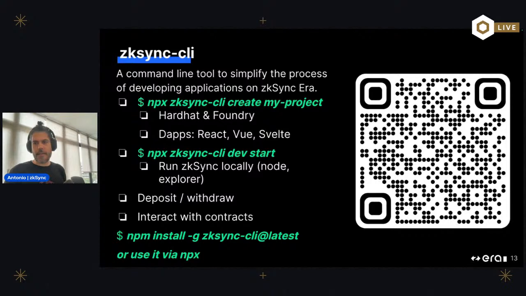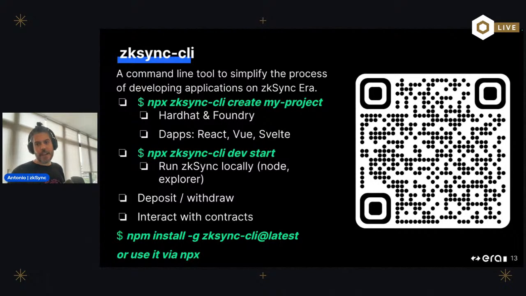It allows you to use zksync-cli create to create different types of projects, and it provides different templates. So you have Hardhat and Foundry templates. You have front-end applications ready to go with React, Vue, and Svelte, and even scripting projects using Ethers, Web3.js, or Viem. You can just run npx zksync-cli create and then the name of the project, follow the instructions, and we'll create a project for you.